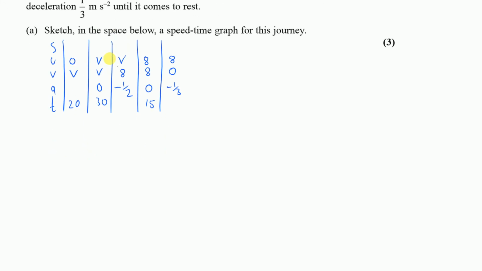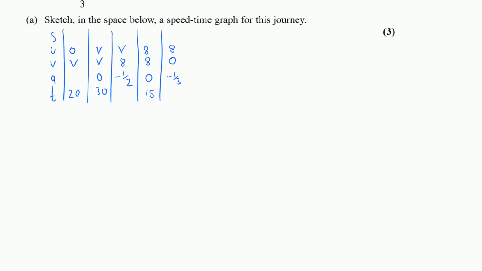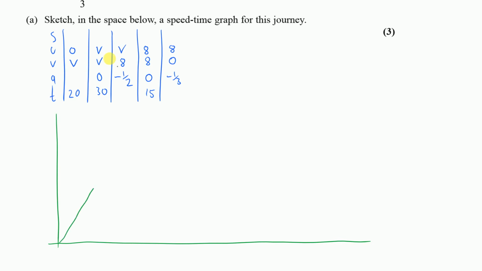Now that's quite useful because I can use this information to draw my graph. So let's just set up our axes for this. And what have we got? First section, we've got constant acceleration, so we're starting from 0 and heading up to a max speed of V, and this is going to take 20 seconds.